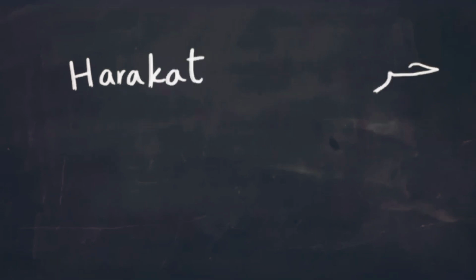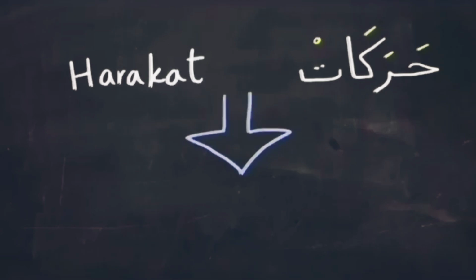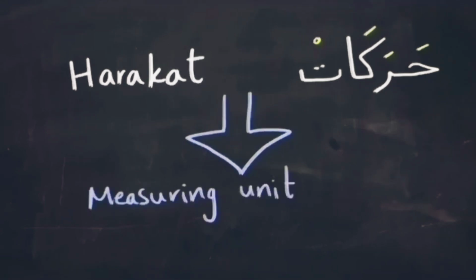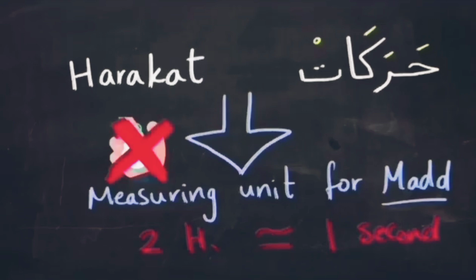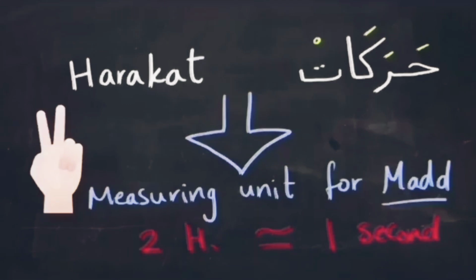And before we get started, there is one important concept that we need to understand, and that is harakat. Harakat is the measurement unit for med, which helps you to know how long you should lengthen the letter. 2 harakat equals about 1 second, give or take. And since you're not going to keep a stopwatch while reading Qur'an, you'll use your hand to count harakat while reading. And I'll use this to show you how you can count harakat with your hand.